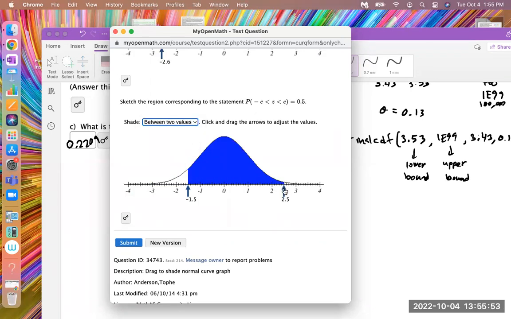And this one, if we put it right here at 1 standard deviation, then actually this would be 68% of the data if you're within 1 standard deviation of the mean. So this being 68% of the data, that would not be correct.